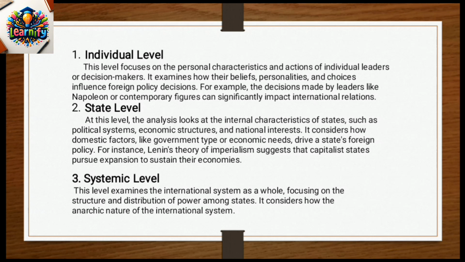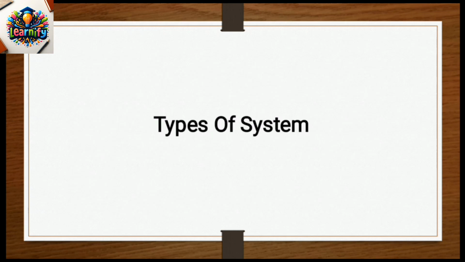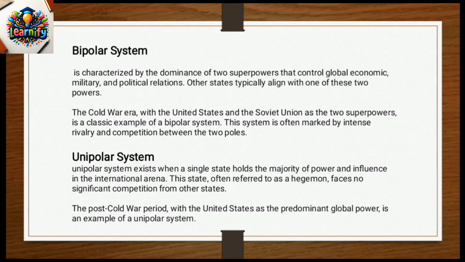Systemic level. This level examines the international system as a whole, focusing on the structure and distribution of power among states. It considers how the anarchic nature of the international system shapes state behavior. Types of system: bipolar system, unipolar system, and multipolar system. First one is bipolar system.